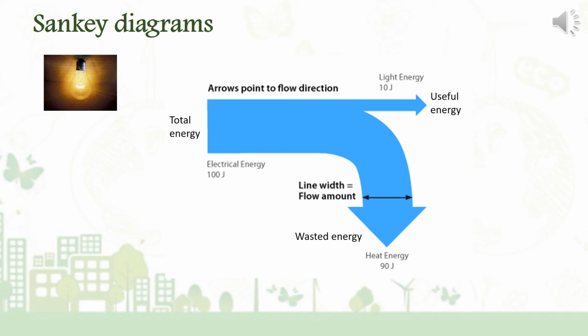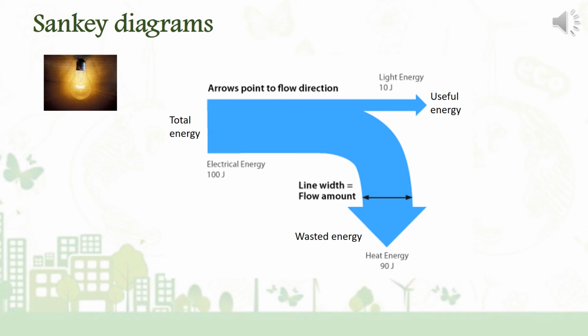You can see clearly here the total energy used, we will say it is 100%. 100% of energy we are using, but finally you can see the useful energy. That means actually we want light energy from a light. So the useful energy here, light energy, will be only 10%. Out of that 100%, the 90% of energy is wasted as heat energy.